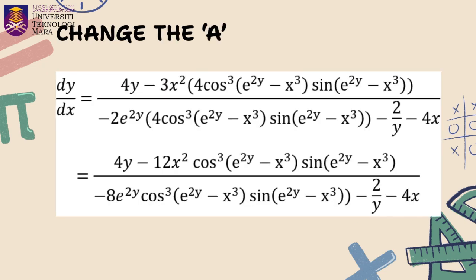Finally, by changing the a and simplifying it, we finally got 4y minus 12x to the power of 2 cos to the power of 3 bracket e to the power of 2y minus x to the power of 3 sine bracket e to the power of 2y minus x to the power of 3 over negative 8e to the power of 2y cos to the power of 3 bracket e to the power of 2y minus x to the power of 3 sine bracket e to the power of 2y minus x to the power of 3 bracket minus 2 over y minus 4x.